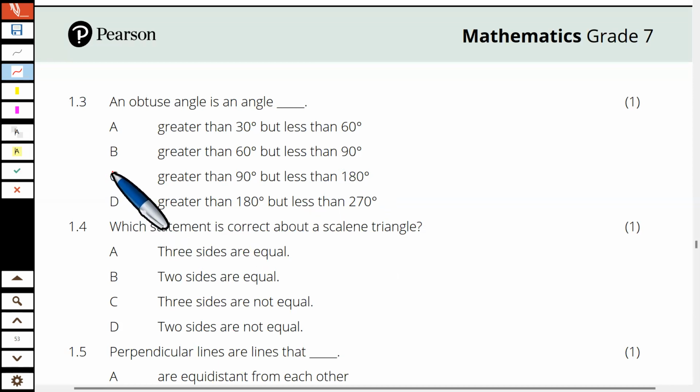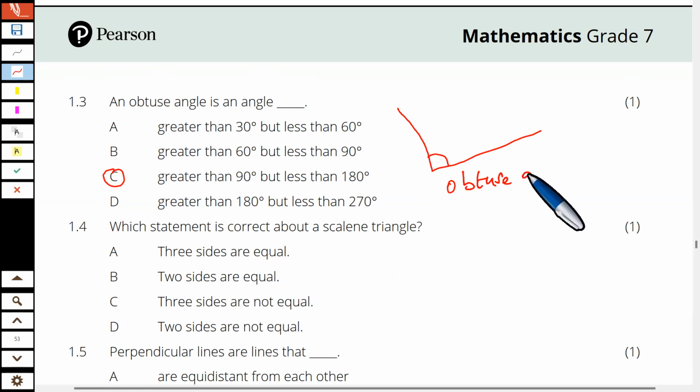Yeah, well done. So greater than 90 degrees, but less than 180 degrees. In other words, it is an angle of this form here. This angle is said to be an obtuse angle. So an obtuse angle refers to an angle that is greater than 90 degrees, but less than 180 degrees. Okay, so you have that one. Next question.